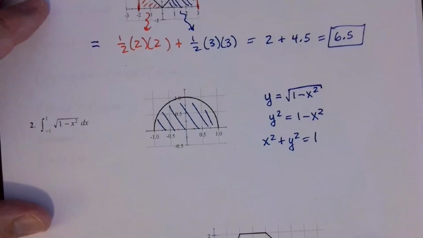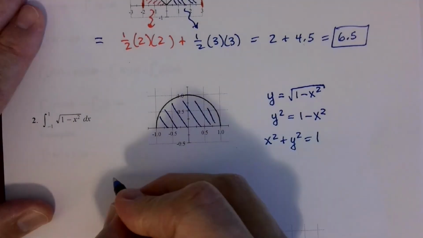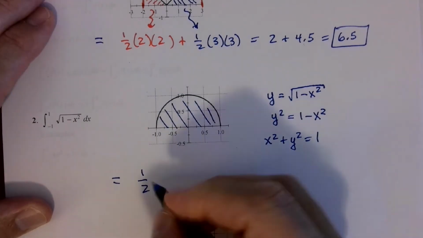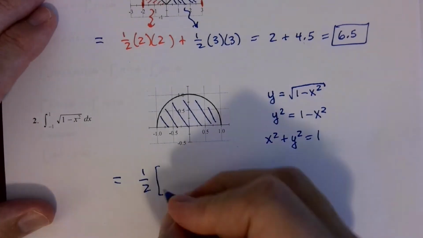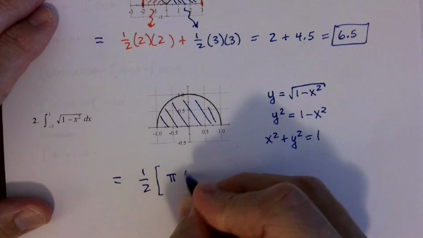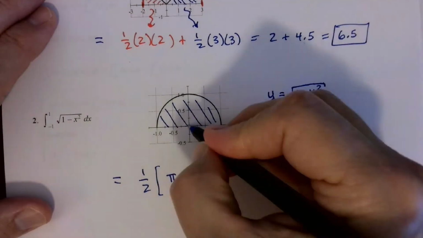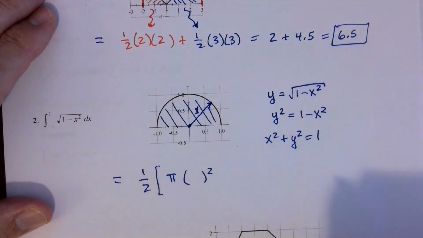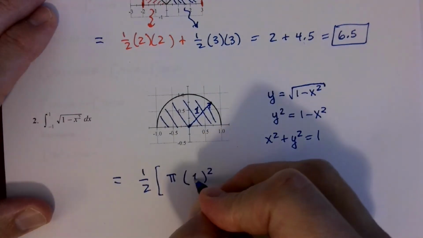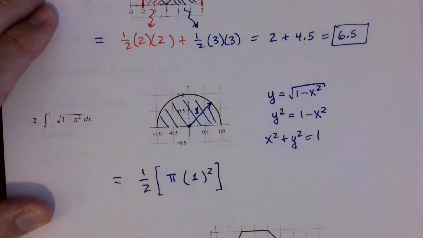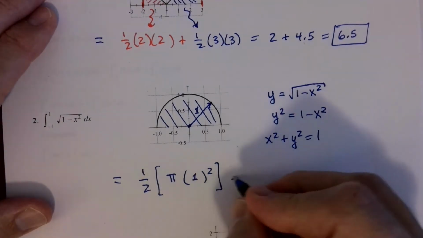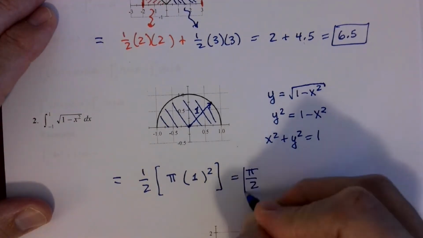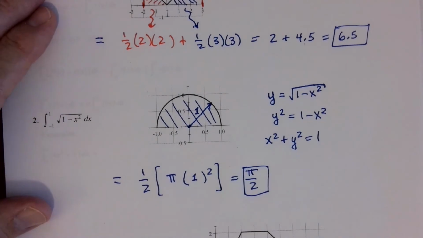So I just need to find the area of what? A half circle. So this is going to be 1/2. The area of a circle is what? Pi times the radius squared. And what's the radius of this circle? The radius of this circle is 1, right? The radius is 1. And so it's pi times 1 squared, which is just pi, times 1/2. It's pi halves. And there's the exact value.